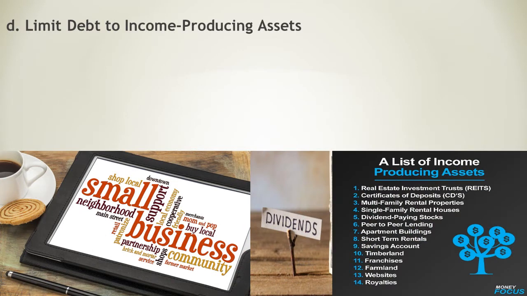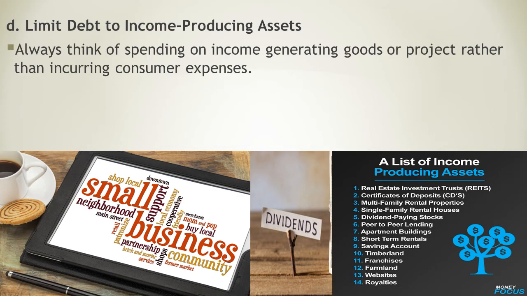The fourth principle is limit debt to income producing assets. This means if you have to take a loan, make sure it is on something that will produce income. So always think of spending on income generating goods or project rather than incurring consumer expenses. So if you have to take a loan, make sure it's for something that will generate income or generate wealth, and not on consumer goods.